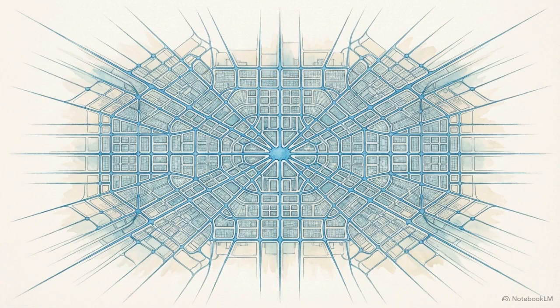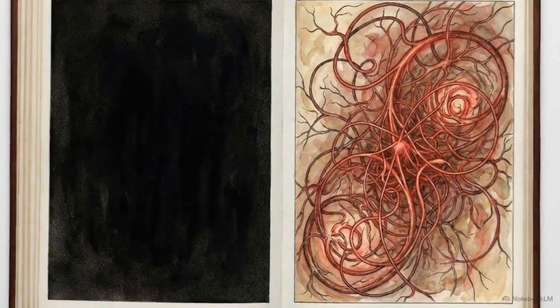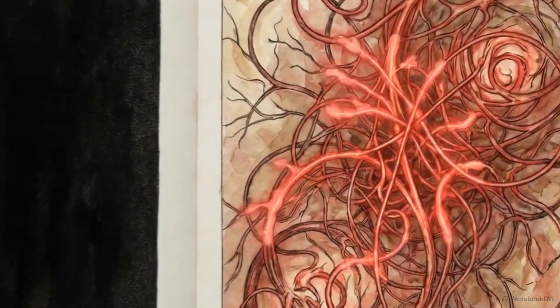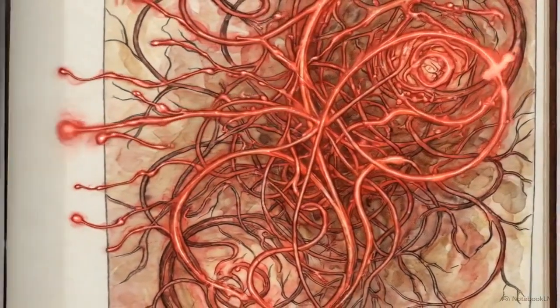When severe memory dysfunction strikes, a patient's internal map of reality breaks down. But that breakdown is not uniform. In some cases, the neural network simply goes dark. In others, it actively twists and misdirects the data.